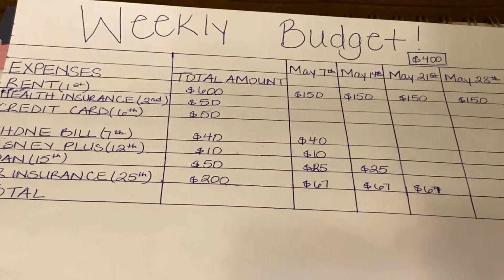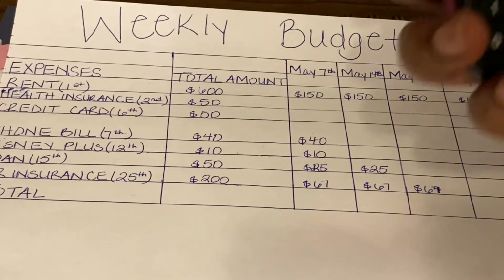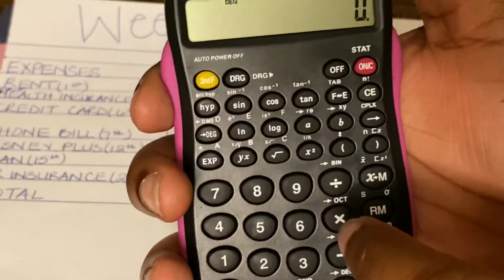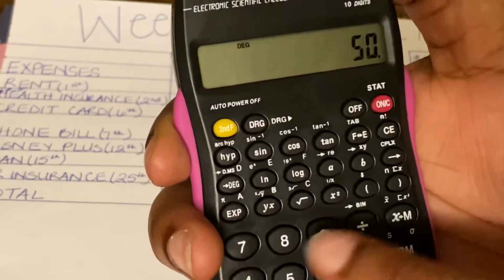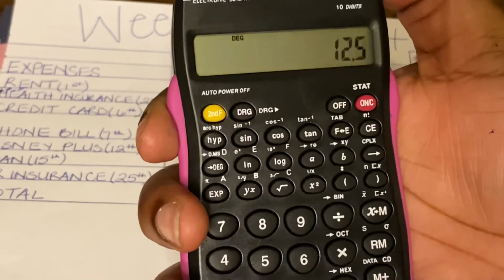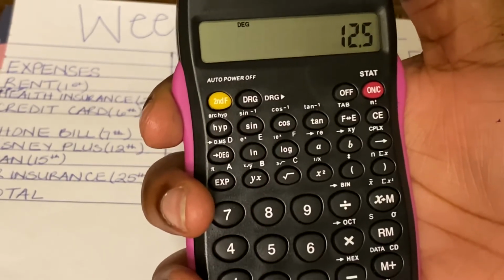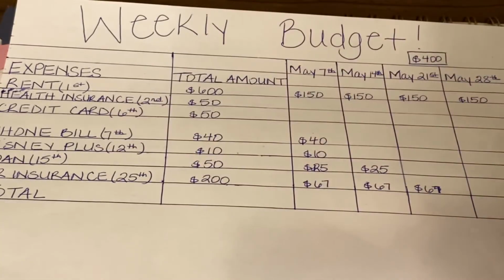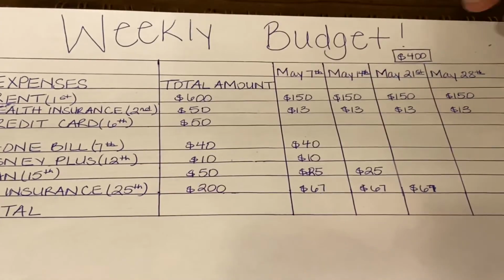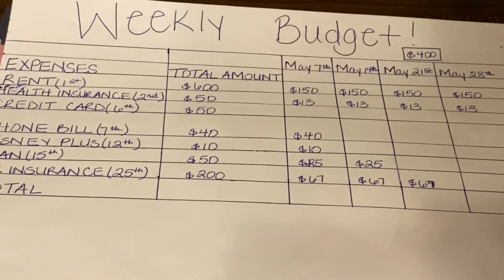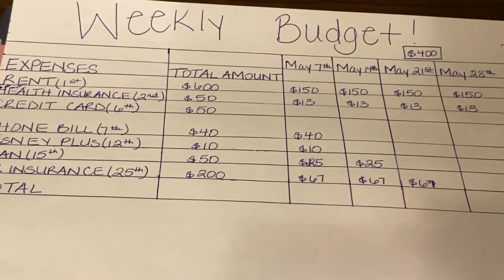And we have 4 checks as well to put down money before we have to pay our health insurance. And that comes up to 12.5. So we'll just round that up to 13. So we have to take out $13 each check in order to get to $50 by June 1st.